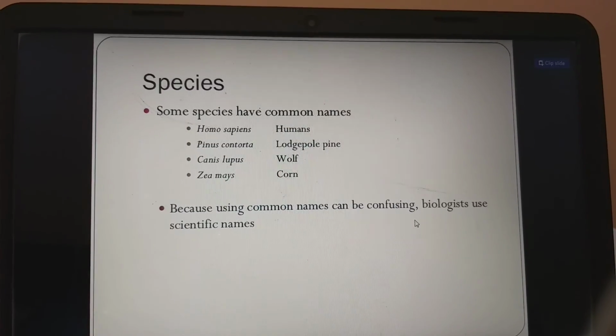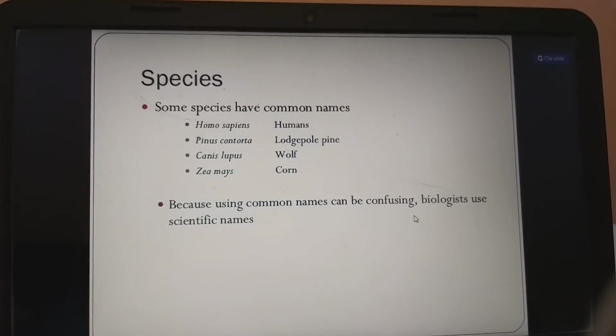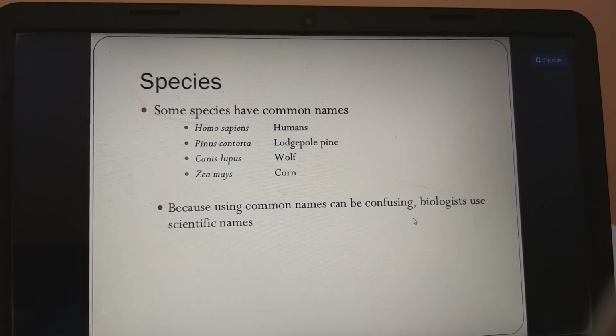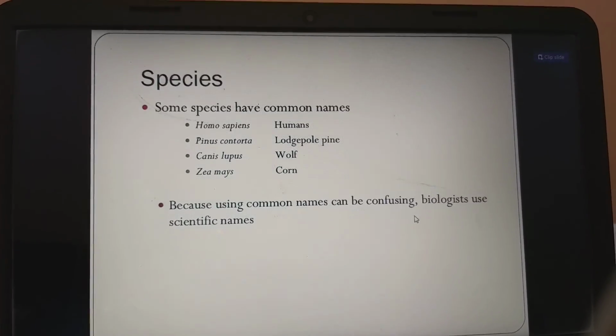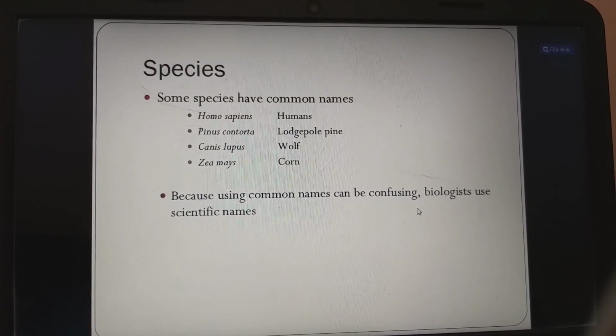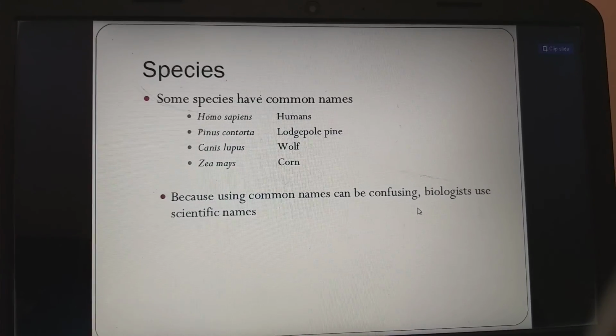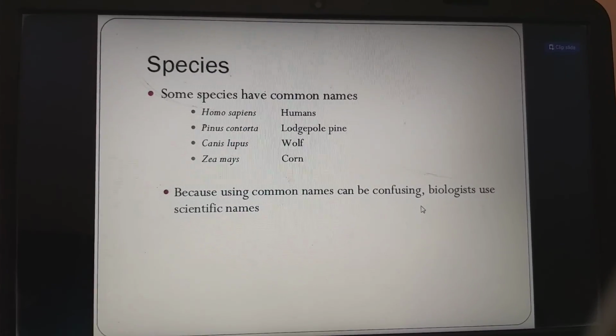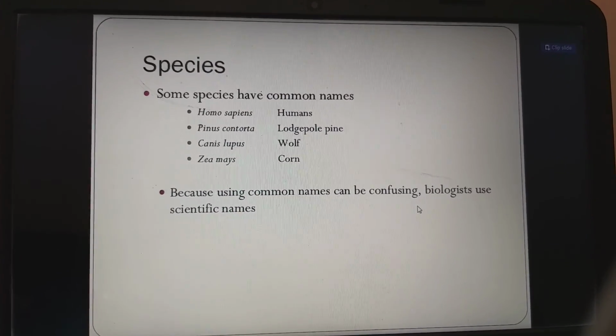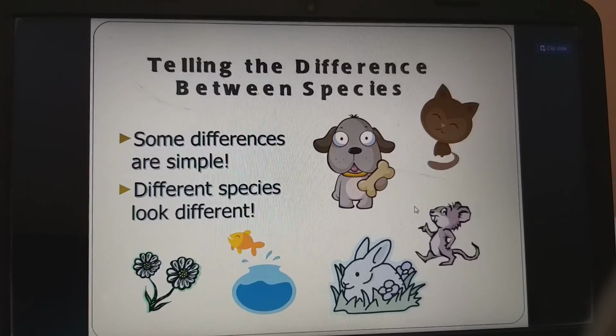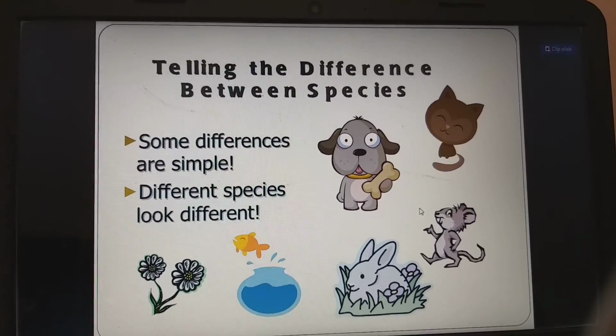Next, some species have common names. Homo sapiens means humans in common terms. For example, Pinus contorta is the lodgepole pine. Canis lupus is the wolf, right? Because using common names can be confusing, biologists use scientific names to tell the difference between species.